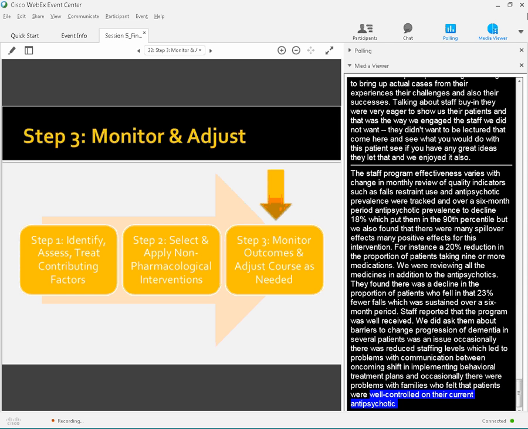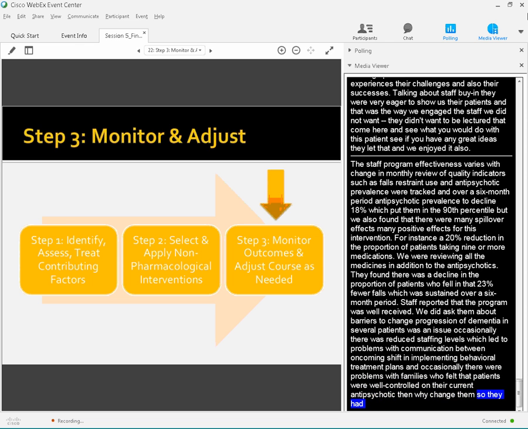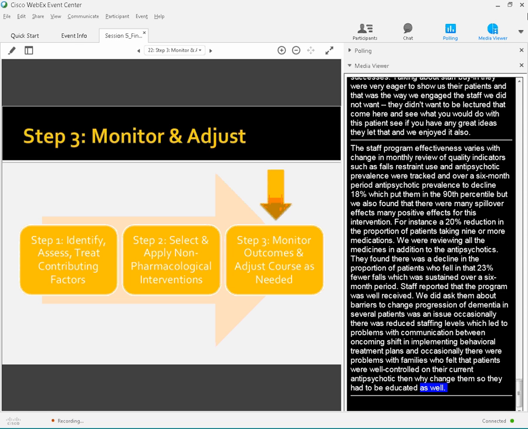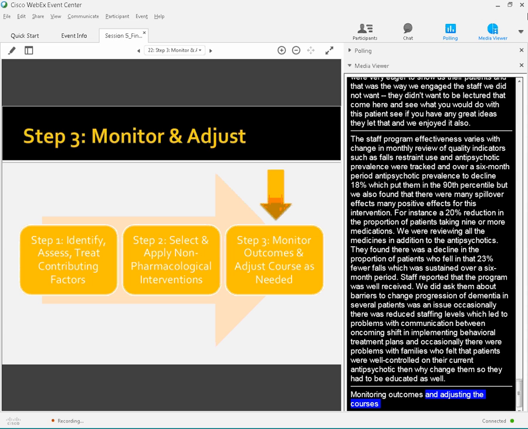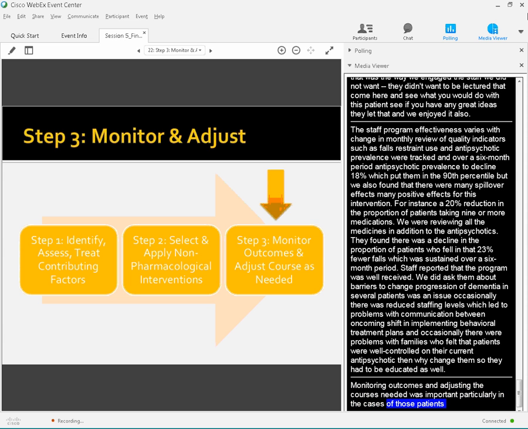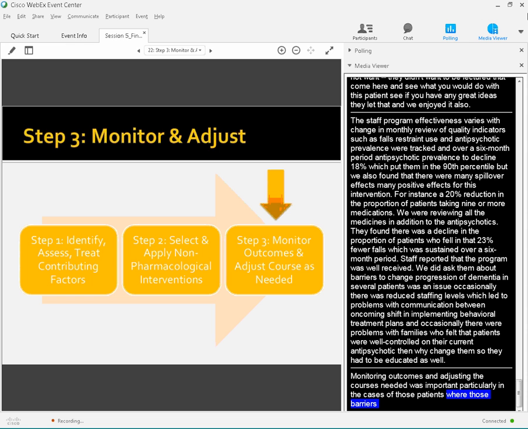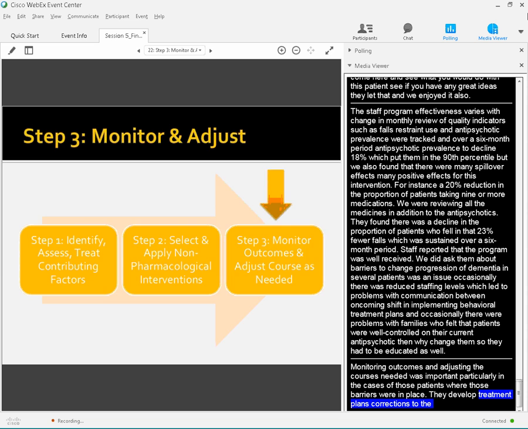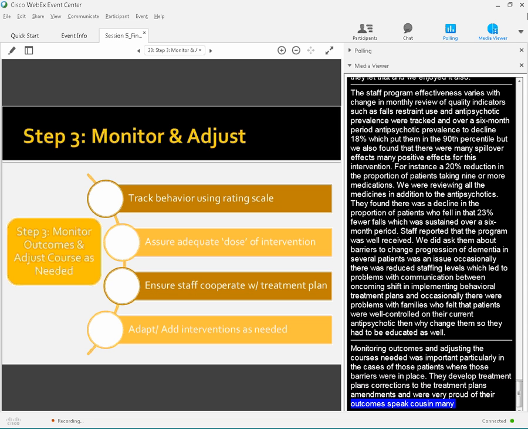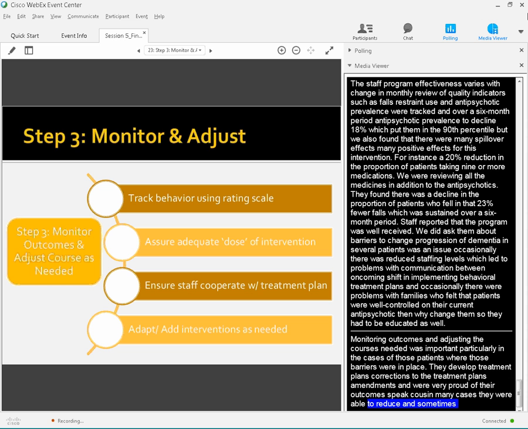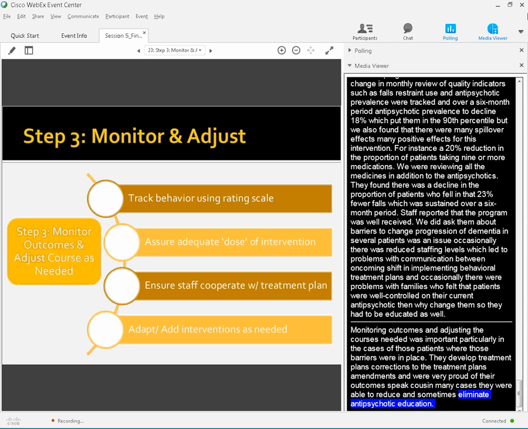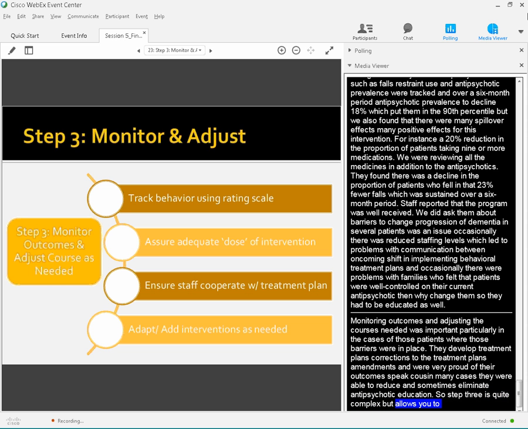So monitoring outcomes and adjusting the course as needed was important, particularly in the cases of those patients where those barriers were encountered. And they developed treatment plans, corrections to treatment plans, amendments to them, and we're very proud of their outcome because in many cases they were able to reduce and sometimes eliminate antipsychotic medications. So step 3 is quite complex, but allows you to adjust your target for a better result.